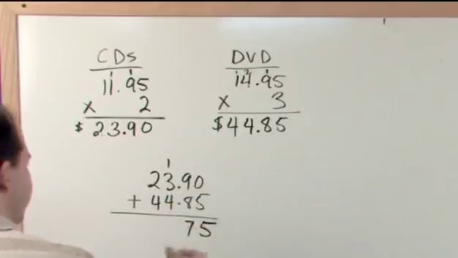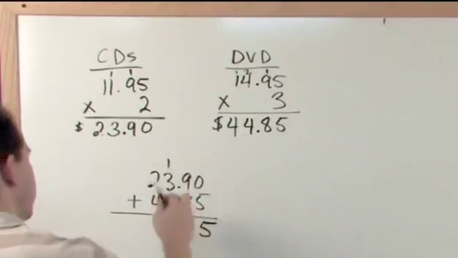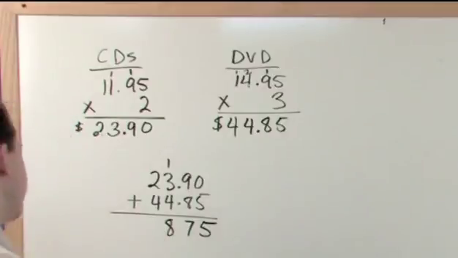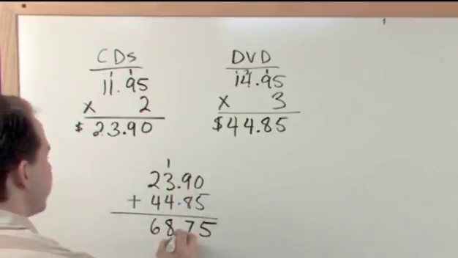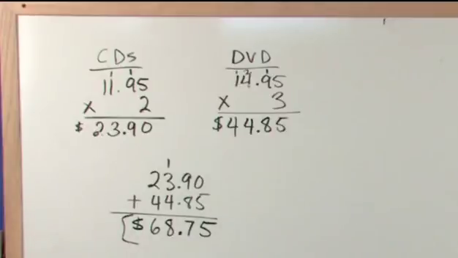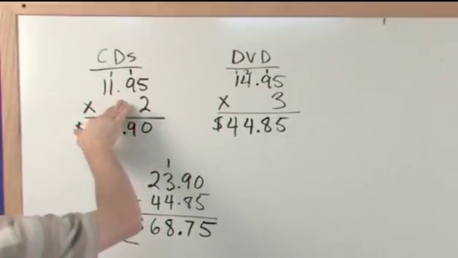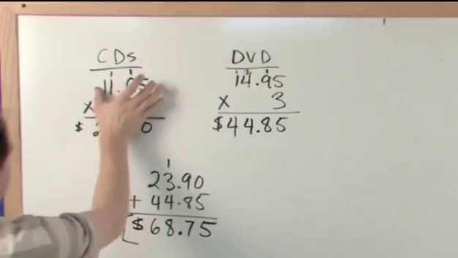4 plus 3, starting at 4, 5, 6, 7. So that's 7 plus 1 gives you 8. So I'll put an 8 there. And then 4 plus 2 is going to give me 6. And the decimal point for addition just drops right on down. And so the answer for everything altogether is $68.75.